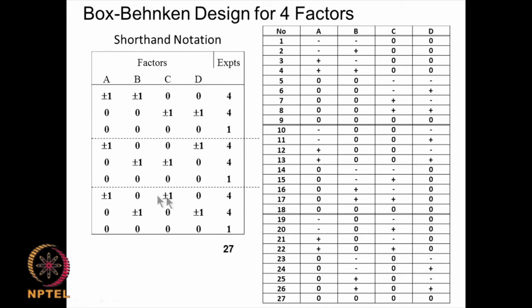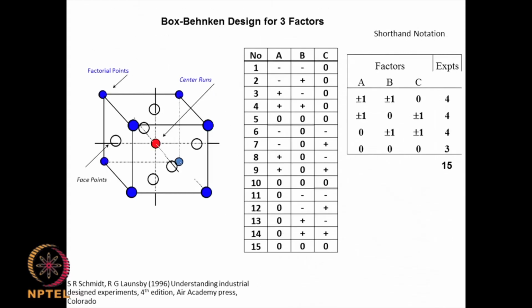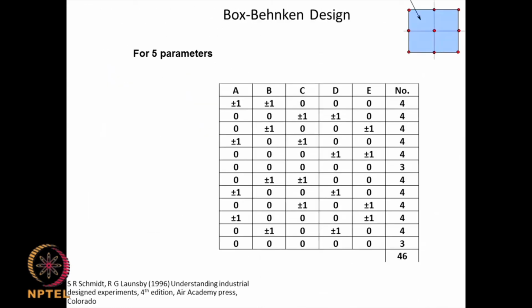So this is called the shorthand notation, and this is the longhand notation. This is the normal one we are used to. So when you are doing a Box-Behnken design for 4 factors, we have to do 27 experiments. When we are doing a Box-Behnken design for 3 factors, we do 15 experiments.